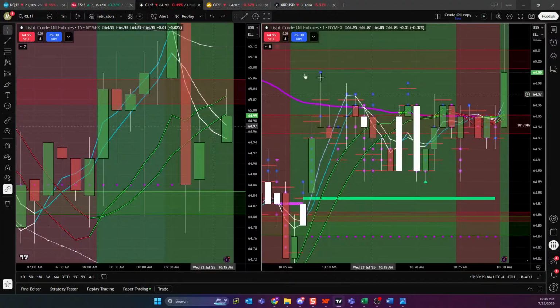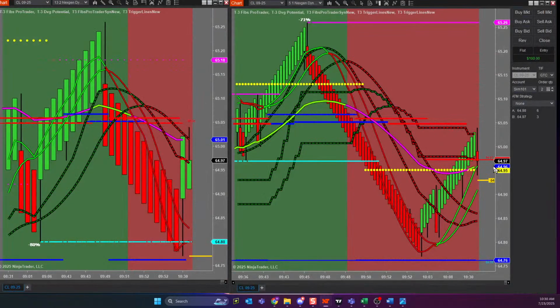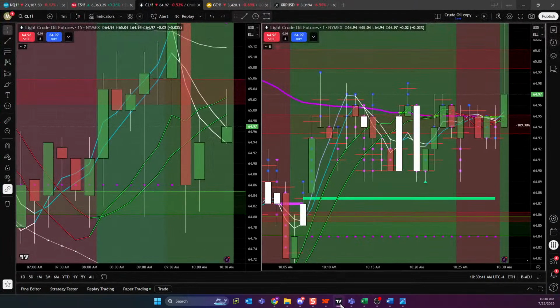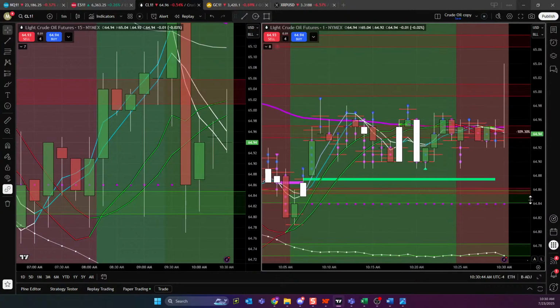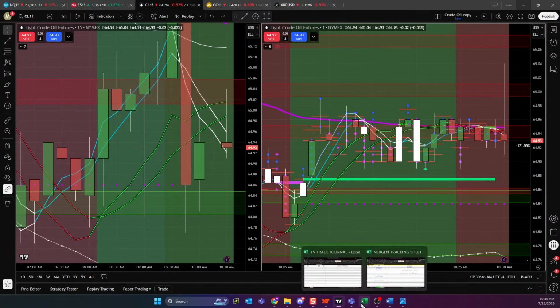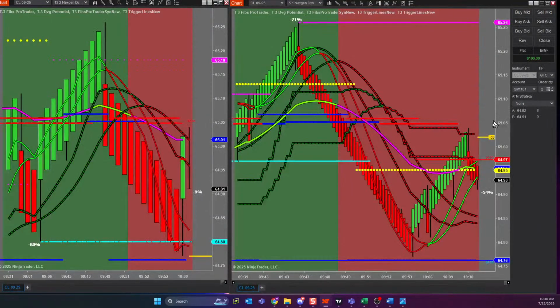There's a pretty good spike. I think I'm in different contracts. That's 65 flat. That's 64.98. Maybe. That was a big spike up to 65.04. Did it do it here? It did. It spiked up to 65.04.